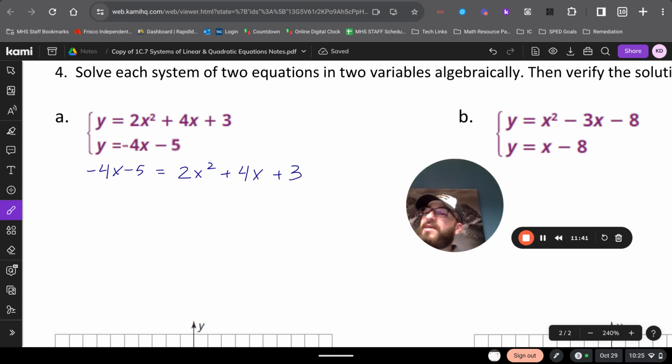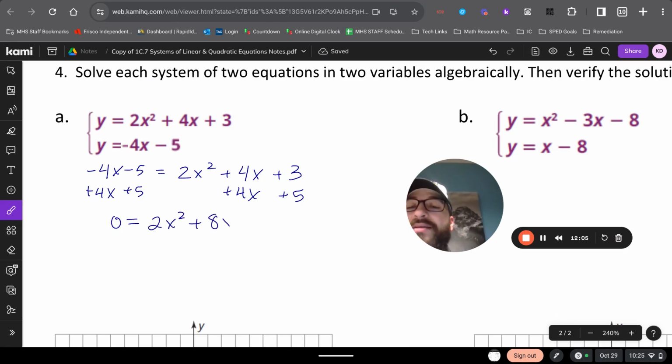And if I'm wanting to solve these, I'm wanting to find those solutions where they're equal, I got to get everything to the same side. So let's go ahead and move everything over with my positive 2x squared. So plus 4x, plus 4x, plus 5, plus 5. We get 0 is equal to 2x squared plus 8x plus 8. And we see 2x squared, 8x, and 8. I can take a GCF out of that because remember, I am trying to factor this. So 2 times x squared plus 4x plus 4.